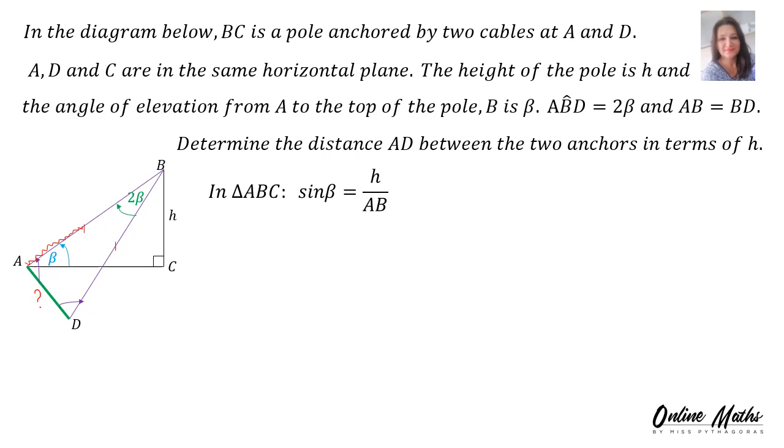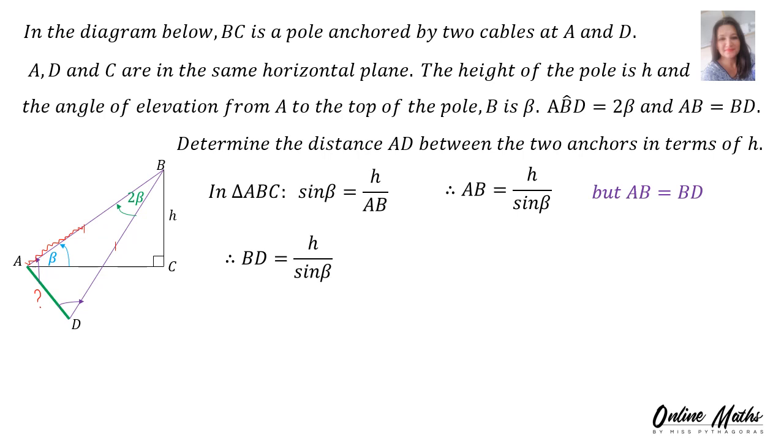And then we will say sin beta is equal to h over AB. Remember, sin's ratio is opposite over hypotenuse. Therefore, sin beta is equal to h over AB. And then we can make AB the subject of the formula, and we end with AB is h over sin beta. But it was given that AB is equal to BD. Therefore, we can also say that the length of BD is equal to h over sin beta.